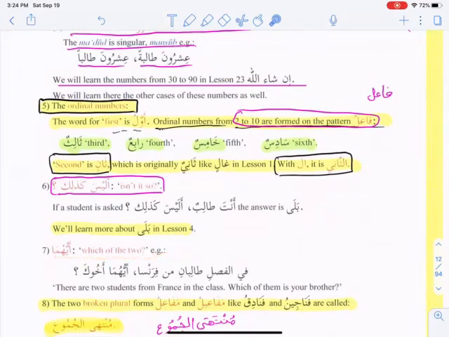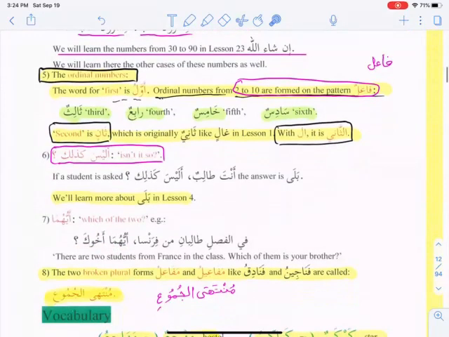Ayyuhuma, which of the two? Fil fasli talibani min Fransa. There are 2 students in the class from France. Ayyuhuma akhuka. Which one of the 2 is your brother? Fil fasli talibani min Fransa. There are 2 students from France in the class. Which one is akhuka? Ayyuhuma akhuka. Which of them is your brother?